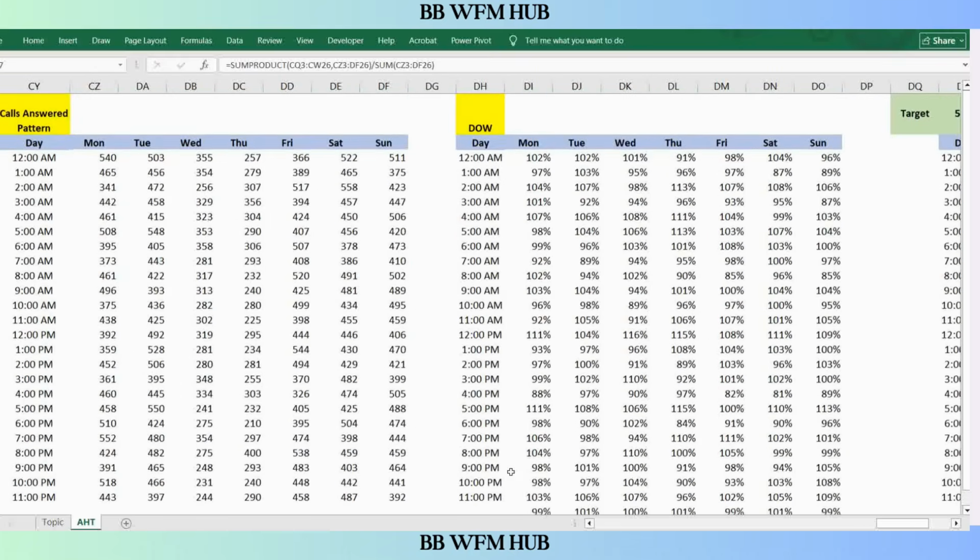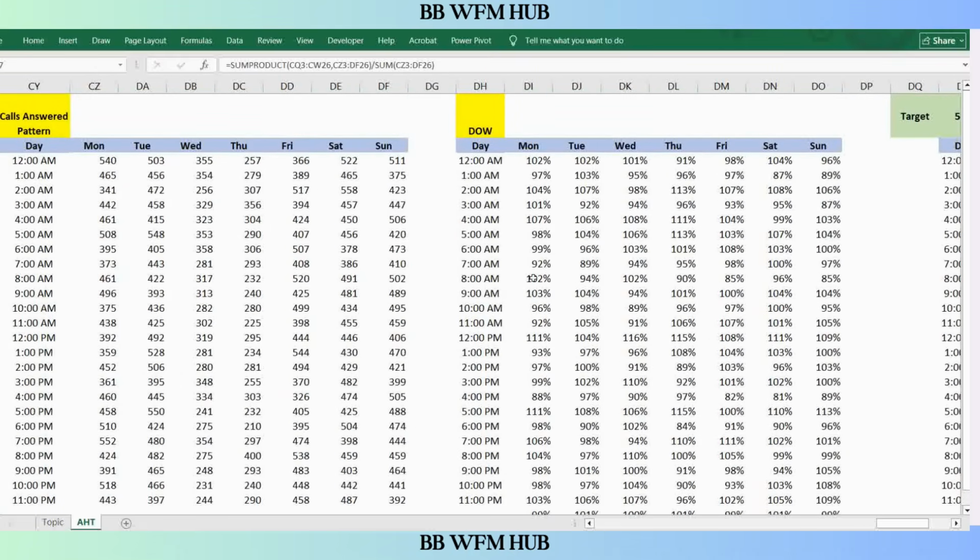Now it's time to calculate the DOW. We know what the DOW is. It's the day of the week, and if we are saying it on the basis of the interval, then it's the interval of the day. So here what we are doing is, for Monday at the 12 AM interval, what is the day of the week pattern that lies here?